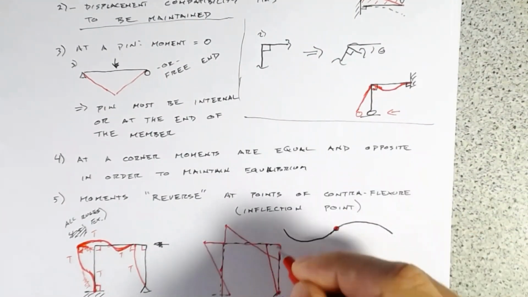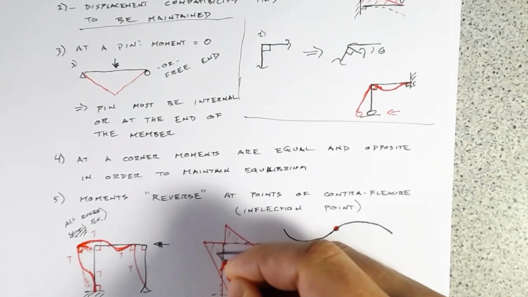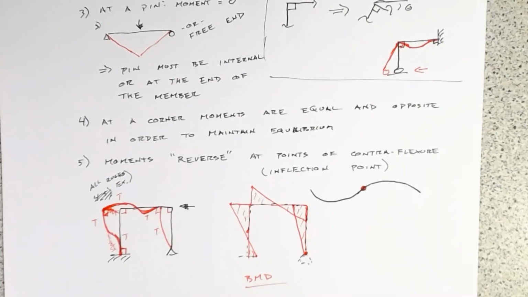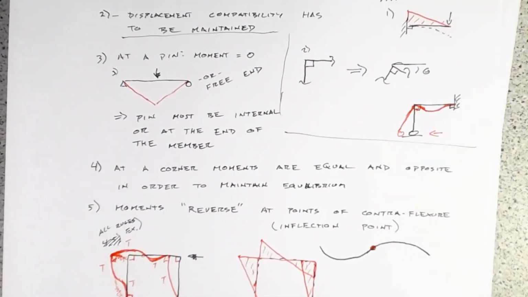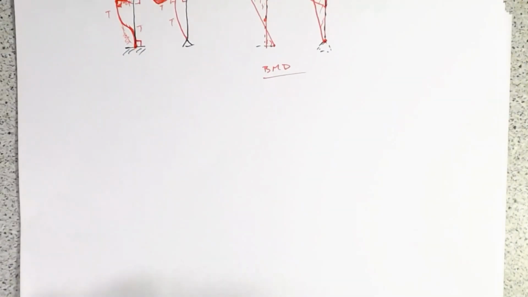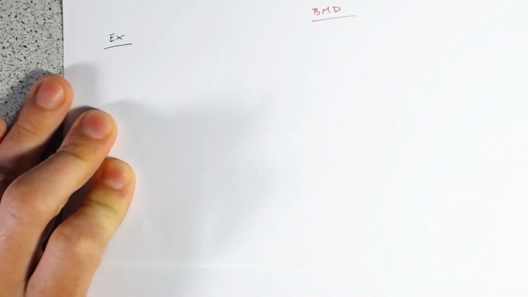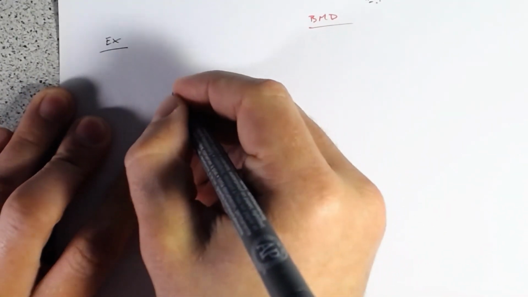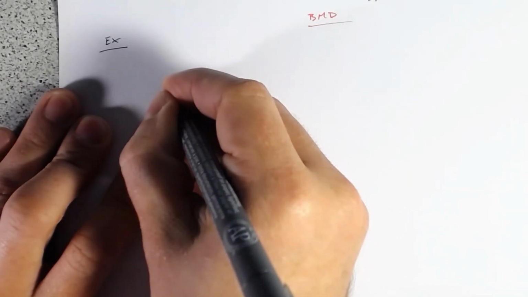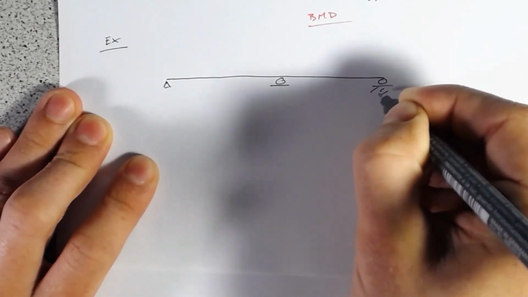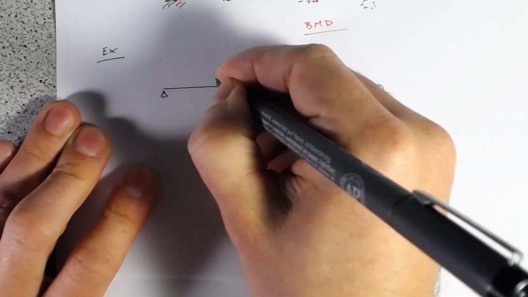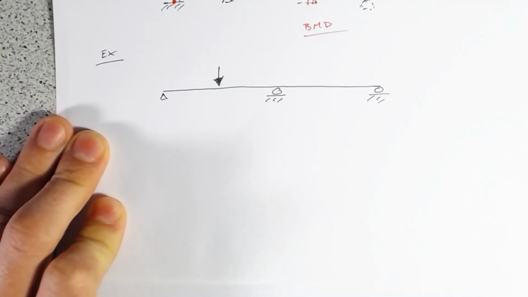And this is what our bending moment diagram looks like. All right. Well, let's do another example. And let's do one just with beams. And we'll do two more examples, and hopefully that will help clarify this even more. So we've got this example here. We'll just do a single point load.